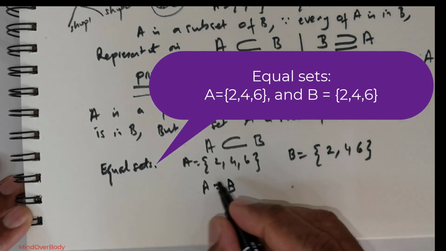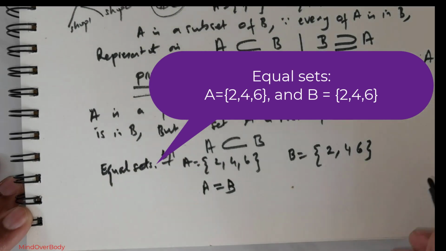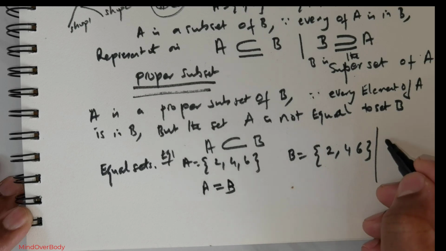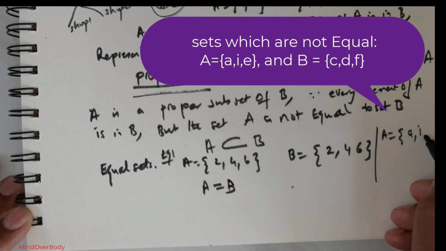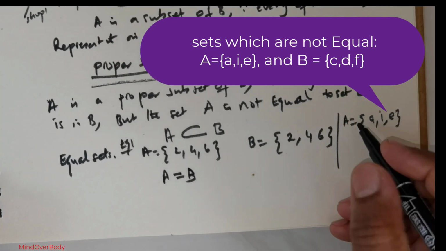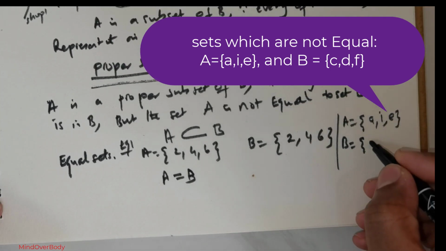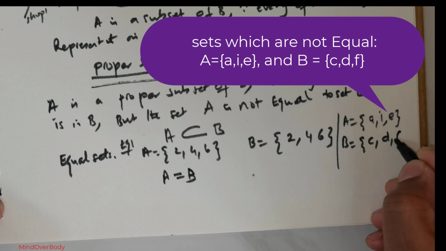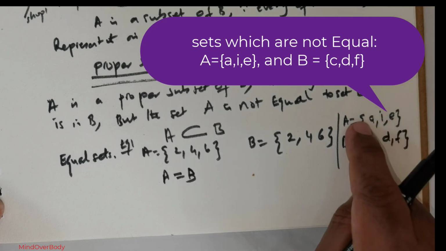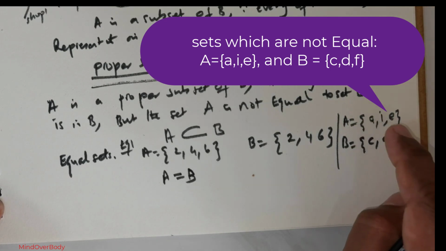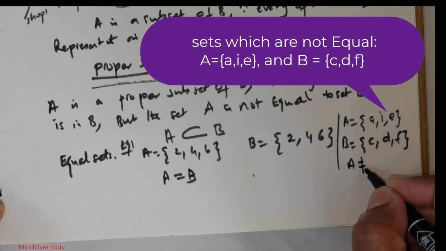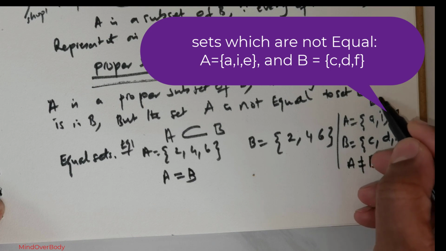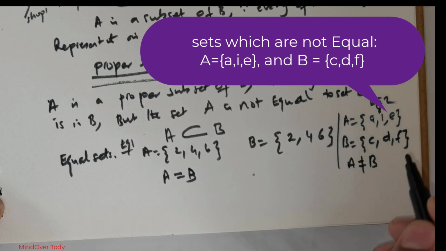In case, this is the first example, example 1. Now example 2, A is equal to {a, i, e}, and B is equal to {c, d, f}. Check the elements. Both of them have got 3 elements, but this has got a, i, and e. This has got c, d, and f. So we can say A is not equal to B. So this is example 2.